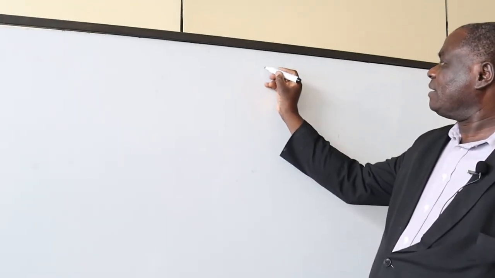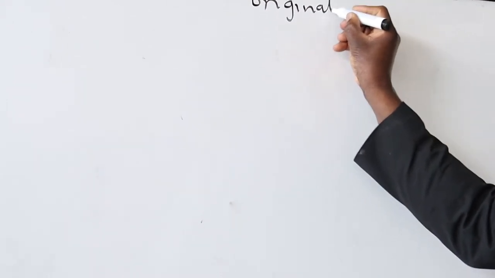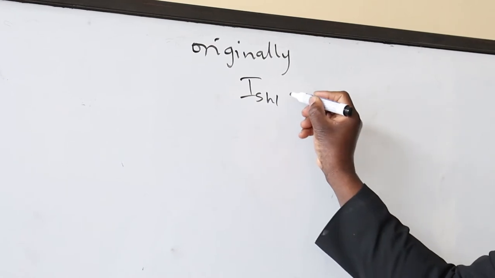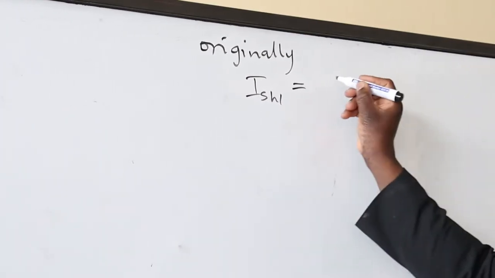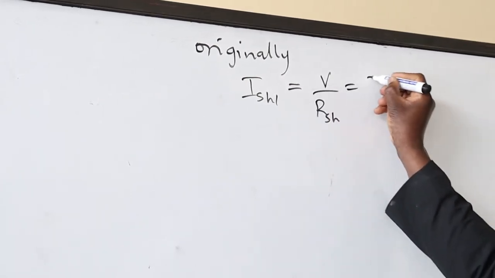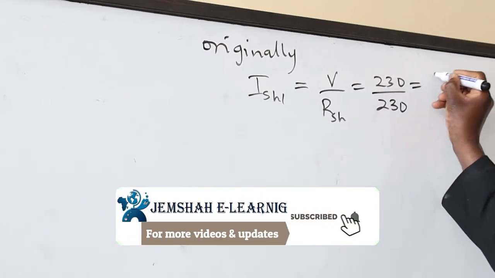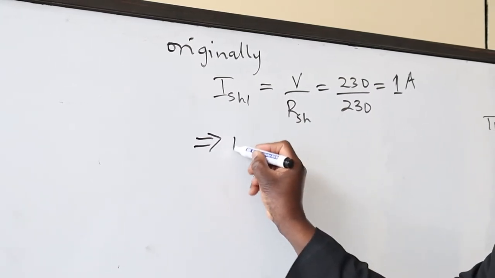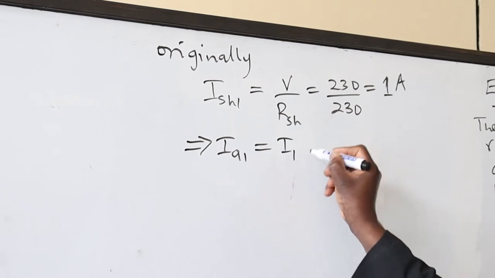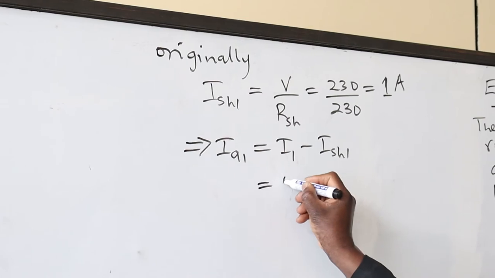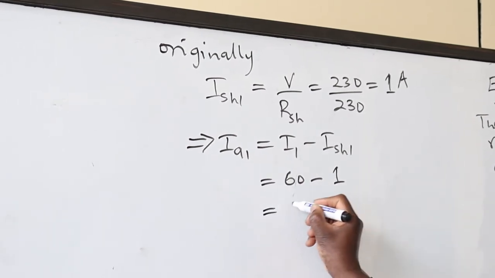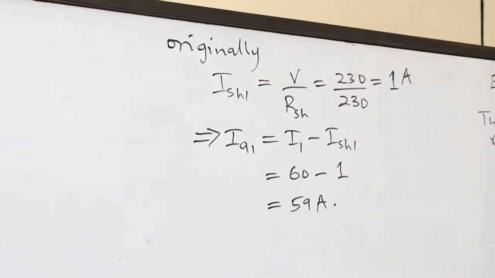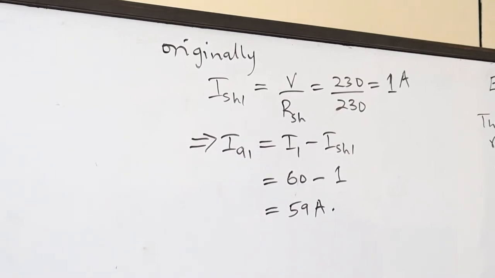So, originally, before a resistance is inserted in our armature circuit, we have our I shunt 1 equal to V over R shunt, which is equal to 230 all over 230, which is just 1 amp. This implies our IA1 is equal to I1 minus I shunt 1, which is equal to 60 minus 1, which is equal to 59 amps. That's originally.